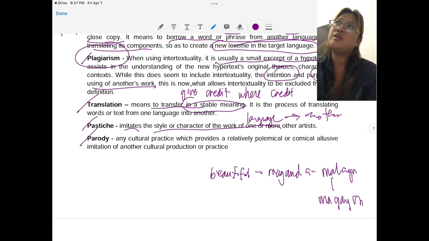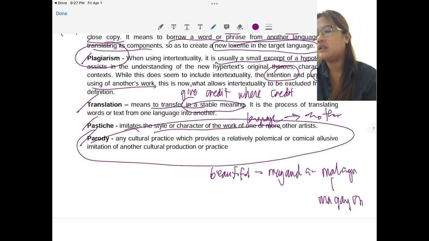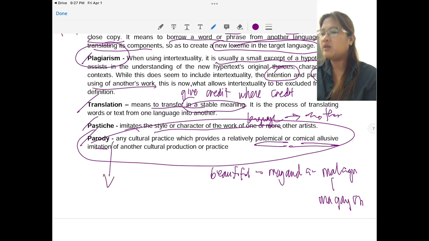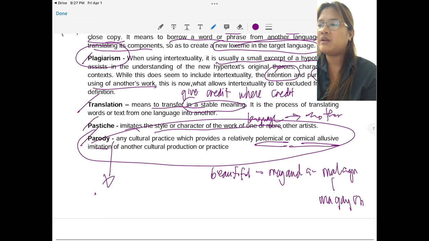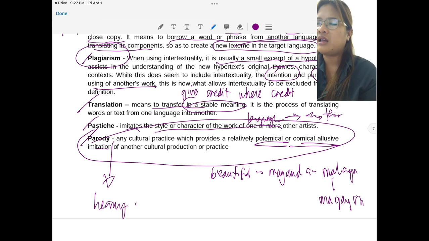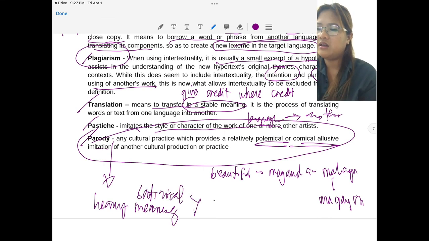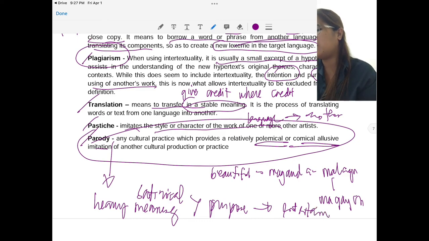It's when you put together elements from various stories, then you merge them into one. And then parody, it's a relatively polemical and comical allusive imitation of another cultural production or practice. It may have a heavy meaning. It could be satirical, okay? It has its purpose, the parody, or it could also be just for entertainment.